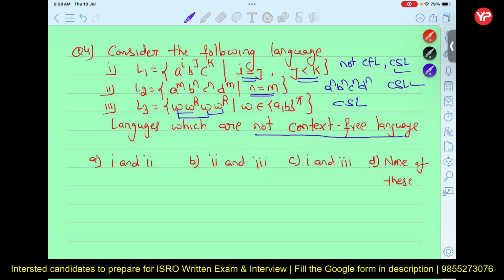So what is the right answer? 1 and 2, 1, 2 and 3, 1 and 3, none of these. Languages which are not context free. So all the three languages are not context free. That means the right answer is the one we have as option E: all of these are not context free, but they are context sensitive languages. That is the right answer.